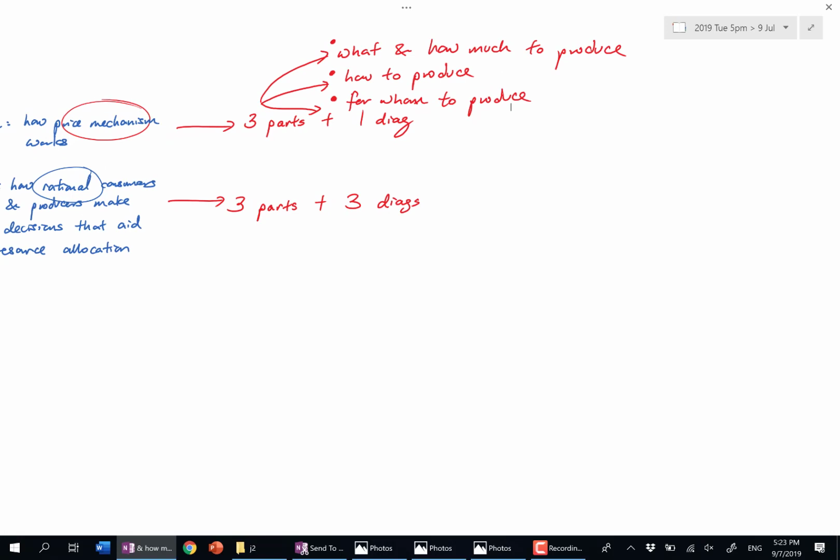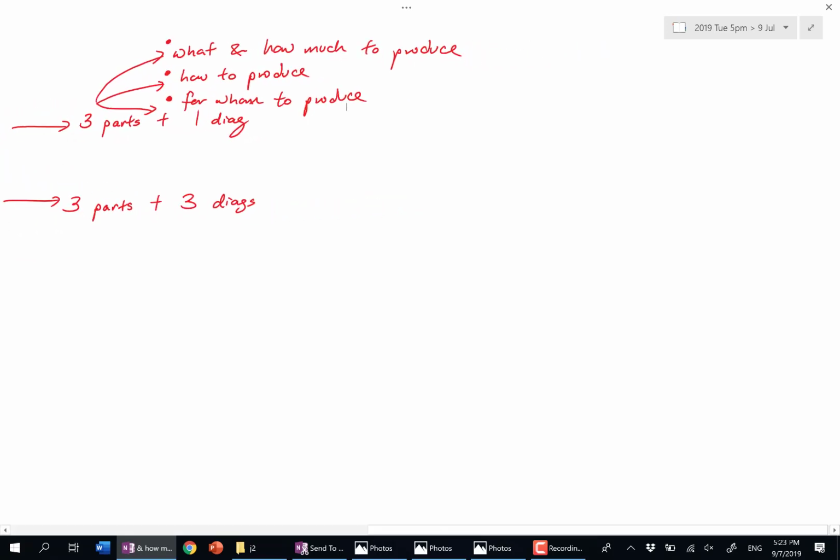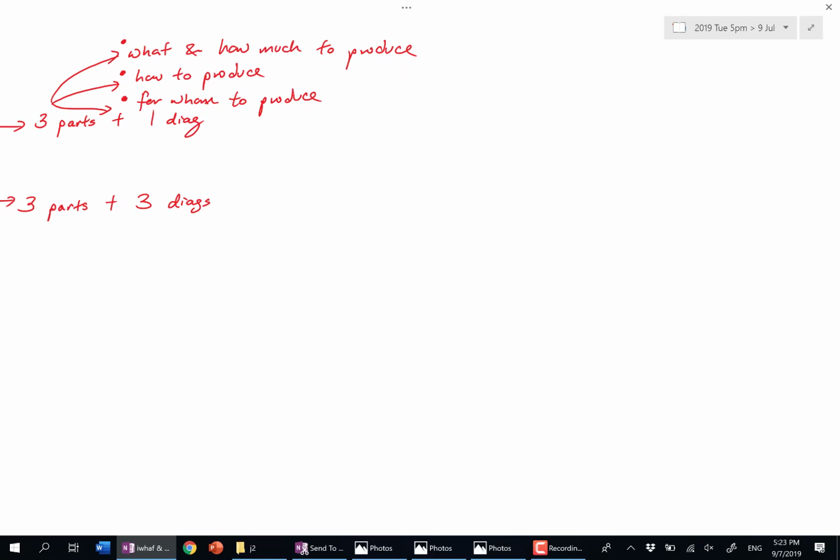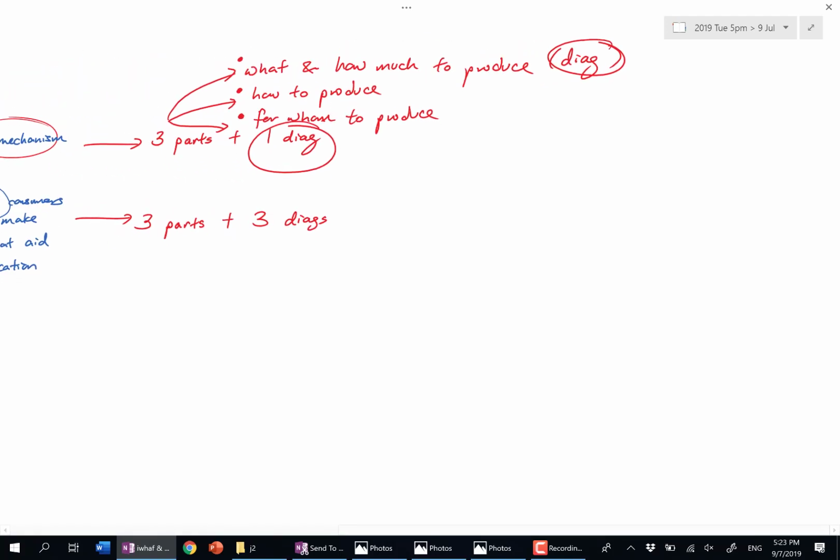So when you talk about resource allocation, which is finding an answer to the problem of scarcity, you have 3 basic questions to answer, and here they are. What and how much, how, for whom. Okay. So where is the diagram? The diagram is hiding here. There is no diagram when it comes to how to produce. There isn't a diagram when it comes to for whom to produce. So 3 parts, 1 diagram.